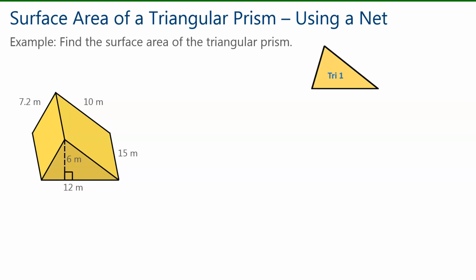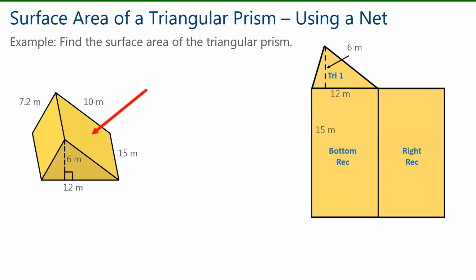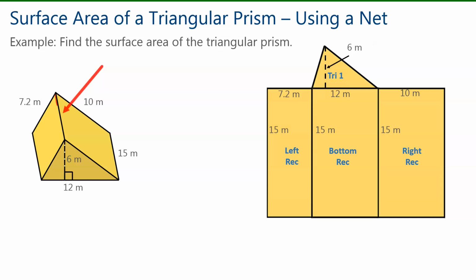So I'll draw that first triangle, and I can see that the measures of that triangle are 12 by 6. So I'll write those in. The rectangle attached to the bottom of that triangle would measure 12 by 15. Then I'll draw in the rectangle here on the right-hand side, and those measures are 10 by 15. And then the rectangle here on the left, that's 7.2 by 15. And I know that this side here is 15 because it's parallel to this side. So we can just write that in.